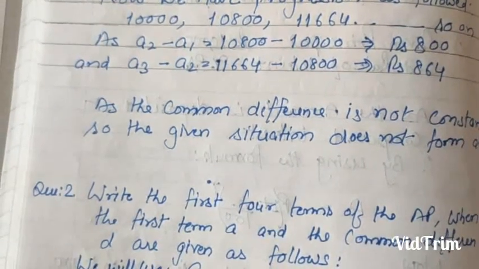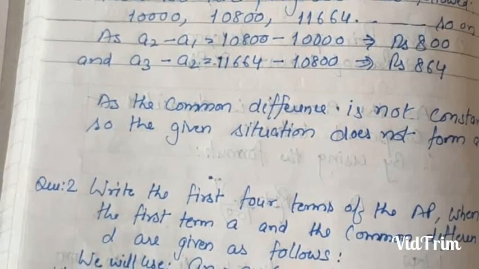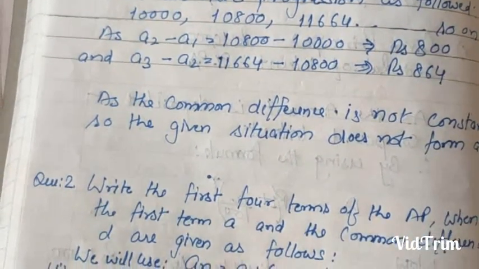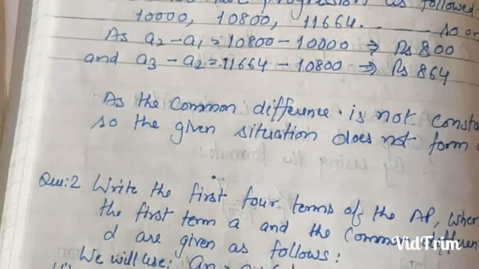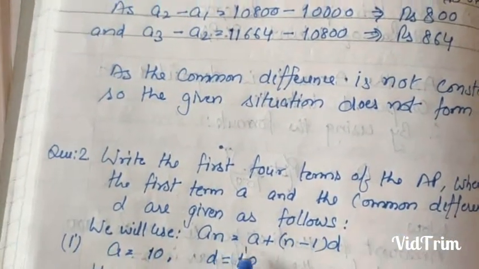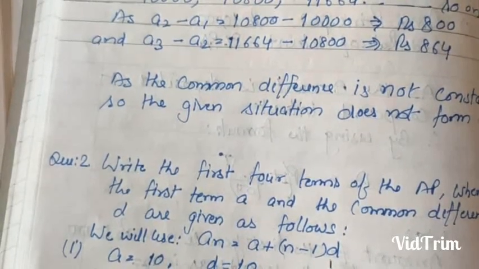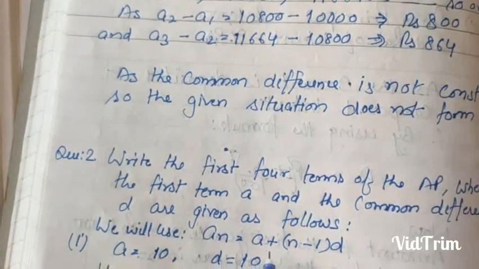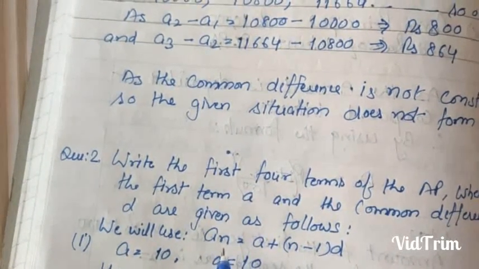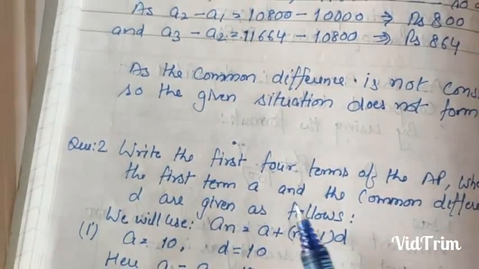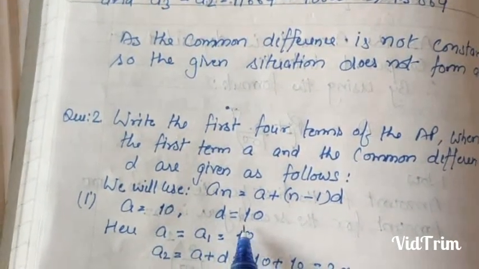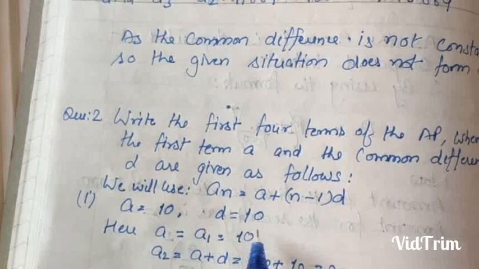Our next question is, write the first four terms of the AP when the first term A and the common difference D are given as follows. In this question, we will use the formula an equals a plus n minus 1 into d. That is the general term of an AP, the nth term of an AP, or you can say the last term of an AP. By using this formula, we will solve all the questions. Now proceed. Question 1 is a equals 10 and d equals 10, which means the first term is 10 and the common difference is 10.